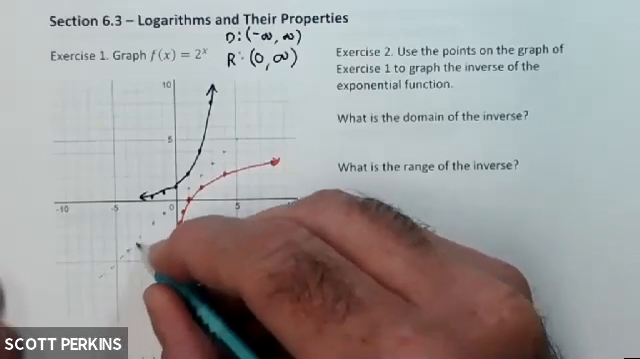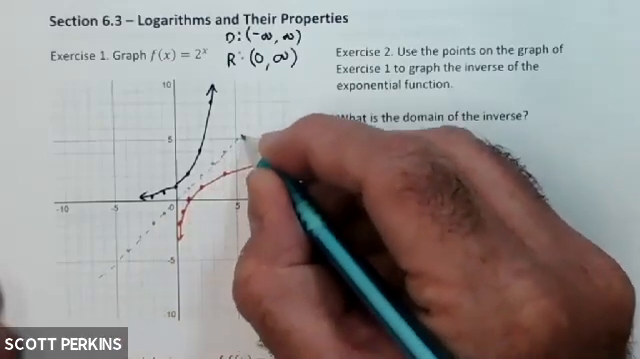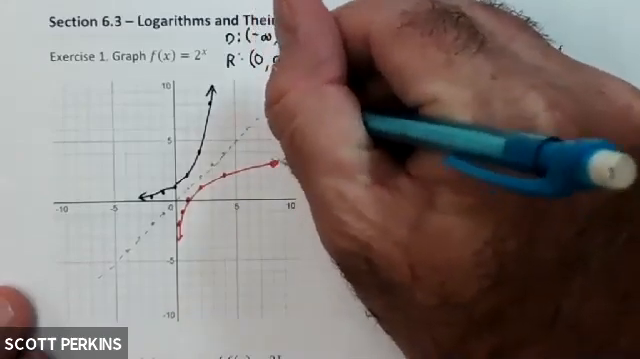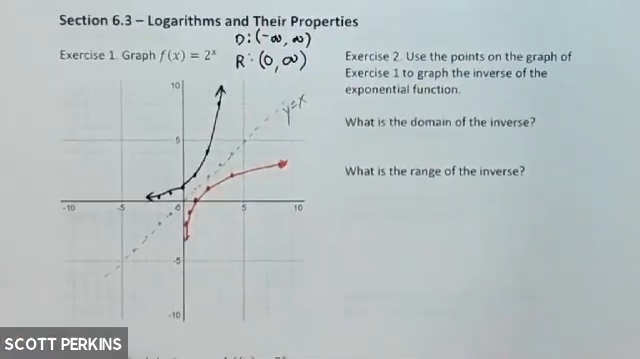And you can see, I'm just going to do this as a nice little dotted line in pencil. You can see that both of those graphs, if I folded my Cartesian plane along the line y equals x right here, that it's the same thing. It matches up perfectly. So that's good.